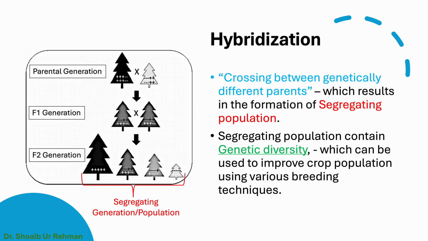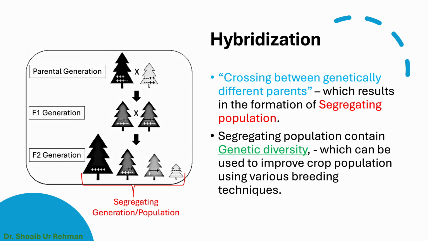We will never do selection in the F1 population, because if we look at the morphology of the F1 population, all plants will look similar. Although they are heterozygous genetically, visually we cannot distinguish them in the F1 generation. So that's why we will never perform selection in the F1 generation.